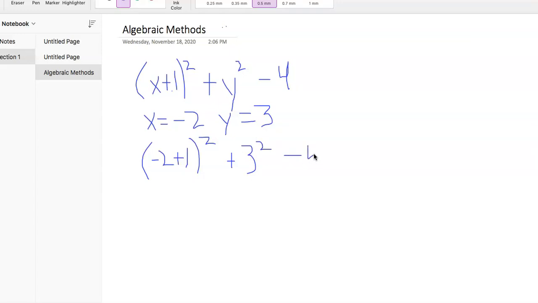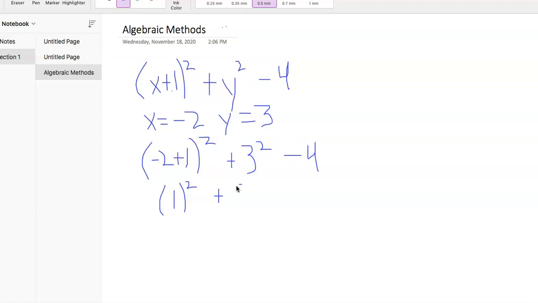And minus 4 will carry on down. Okay, so now PEMDAS. Parentheses first, right? So that's a 1 squared. Okay, there's no other parentheses. Exponents are second in PEMDAS.